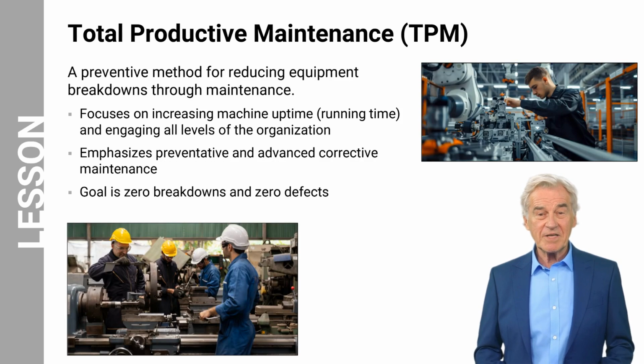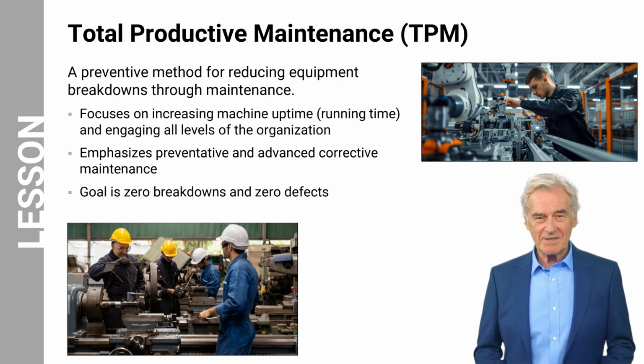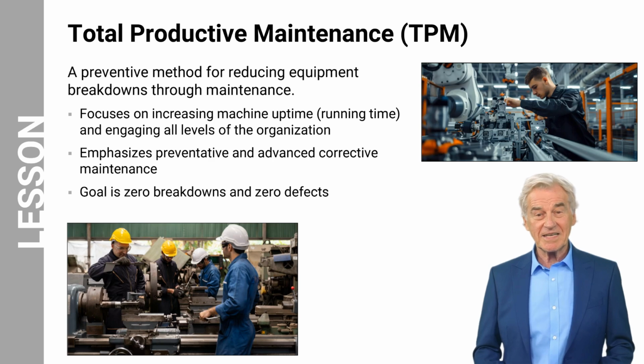Since speed is critical to a successful pull system, any holdup in production is a problem. Machine breakdowns and equipment failure can cause major delays in production, which can potentially lead to customer dissatisfaction. Total productive maintenance, abbreviated as TPM, is a preventive method for reducing equipment breakdowns through maintenance. A focus on increasing machine uptime and engaging every level of the organization are key.